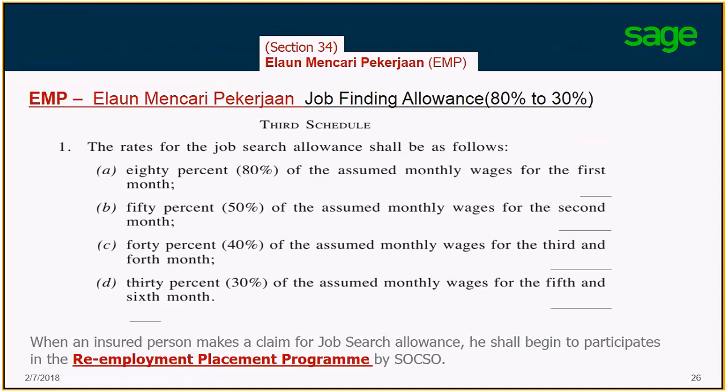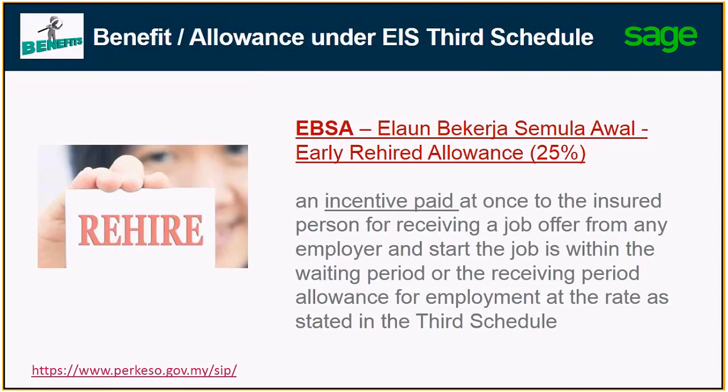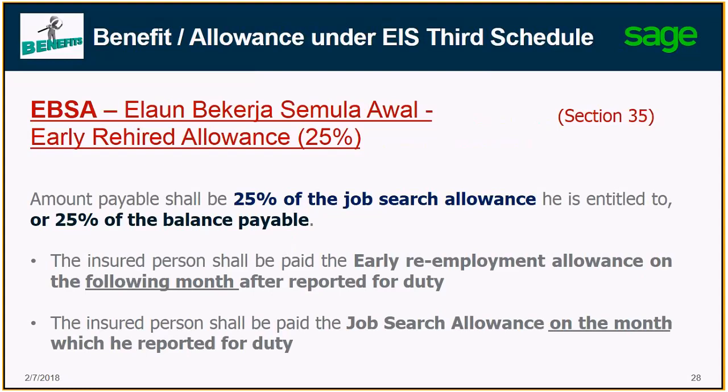When the insured person makes a claim for the job search allowance, he shall begin to participate in the re-employment placement program by SOXO. Another benefit is the allowance bekerja semula awal, or early rehired allowance, which they call EBSA. This is an incentive paid once the insured person receives a job offer from any employer and starts the job within the waiting period of receiving the job search allowance, at the rate stated in the third schedule. The amount payable shall be 25% of the job search allowance he is entitled to, or 25% of the balance payable. The insured person should be paid the early re-employment allowance on the month following the report for duty, and the job search allowance on the month in which he reported for duty.